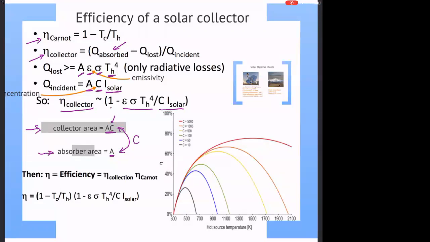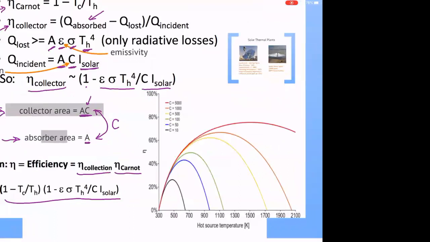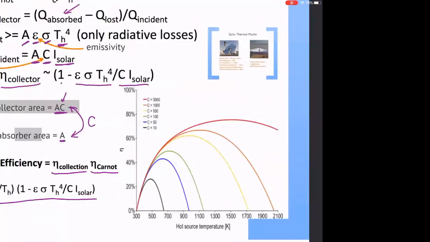Now we also know that this absorber has to do work, so it has a Carnot efficiency as well. So the total efficiency of the system is the collection efficiency multiplied by the Carnot efficiency, and you get this nice expression. Okay. Now we can plot this expression, as shown by this plot here. Let me show the expression as well.